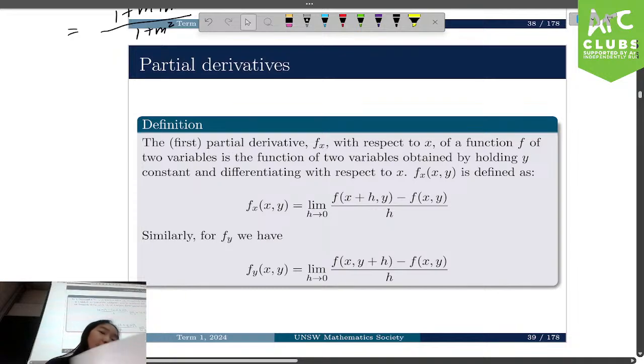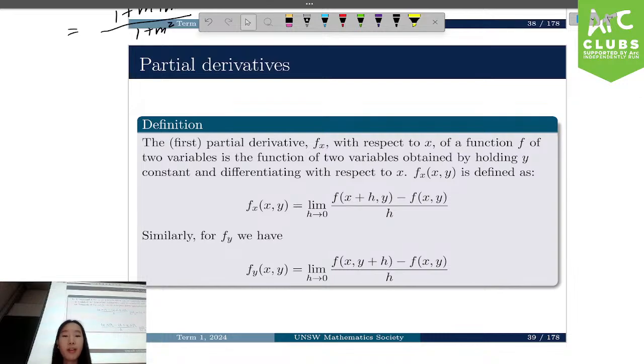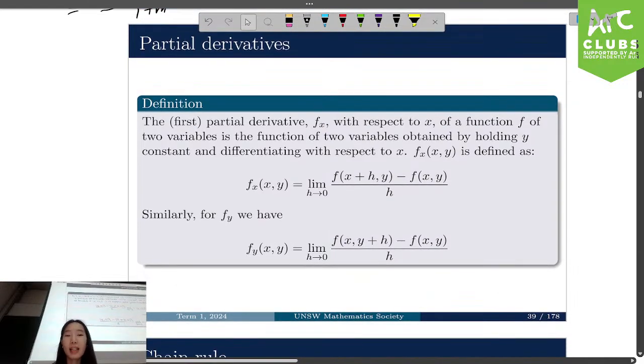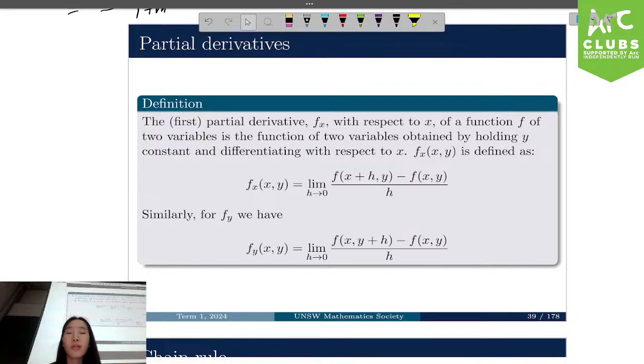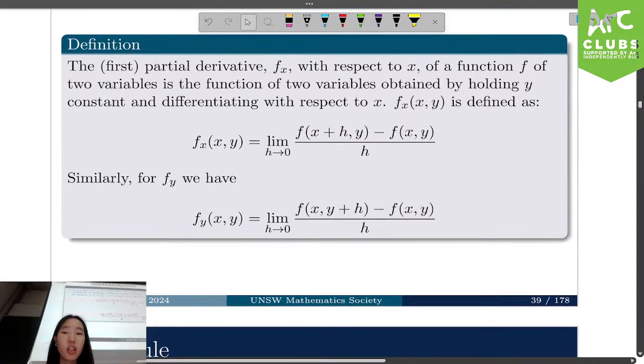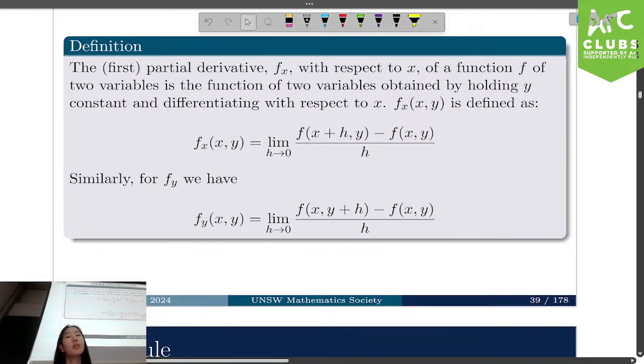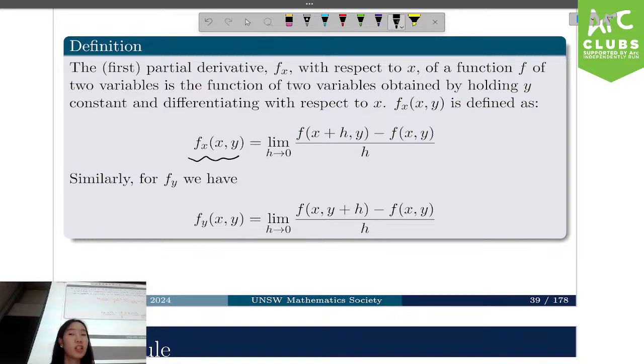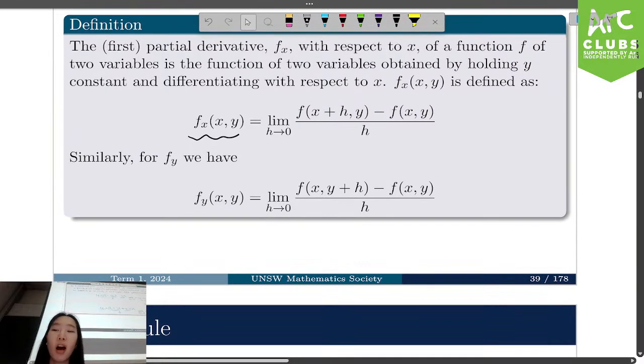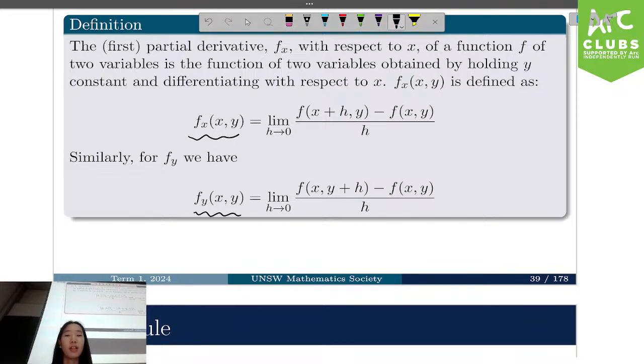Okay, let's go to the partial derivatives. The partial derivative f_x with respect to x of a function f of two variables is a function of two variables obtained by holding y constant and differentiating with respect to x. So if we're getting a partial derivative with respect to x, we basically consider y as just a constant and differentiate with respect to x. It's very similar to get the partial derivative with respect to y. It's over here.